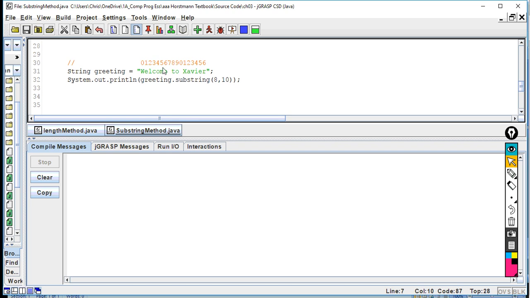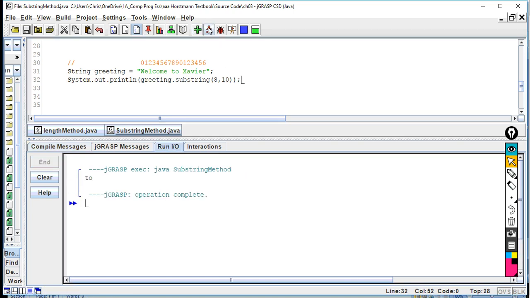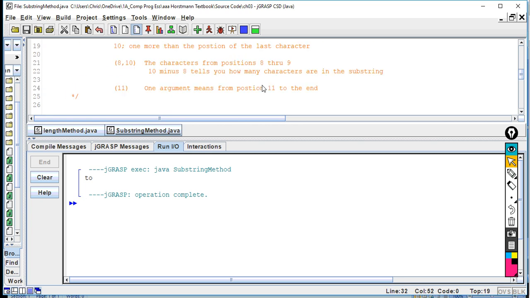So here we are in JGrasp. We have welcome to Xavier, and what we're going to do is extract the TO out of this string. So we're going to print the return of the substring method. So let's see what happens. We're going to run it and see how it extracted the word to from the string welcome to Xavier. Alright, so let's take a look at how that works.